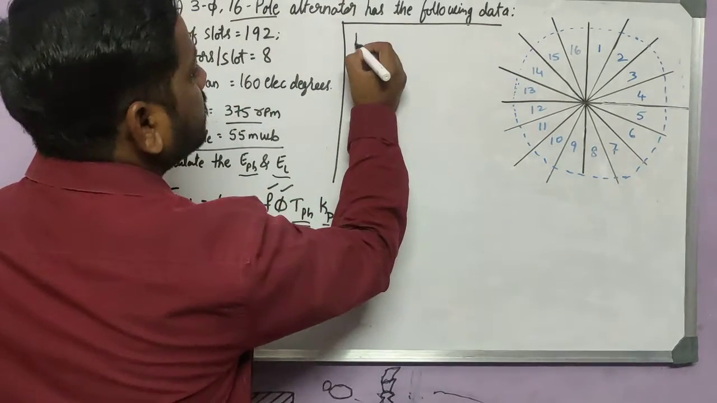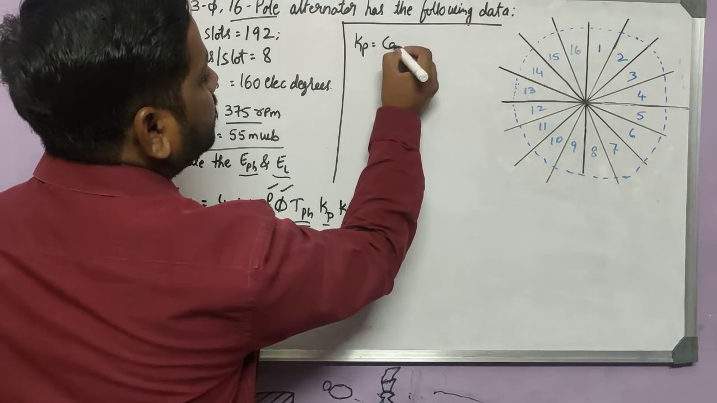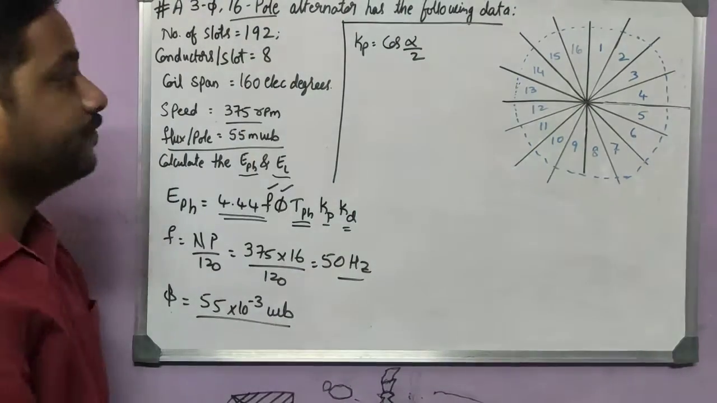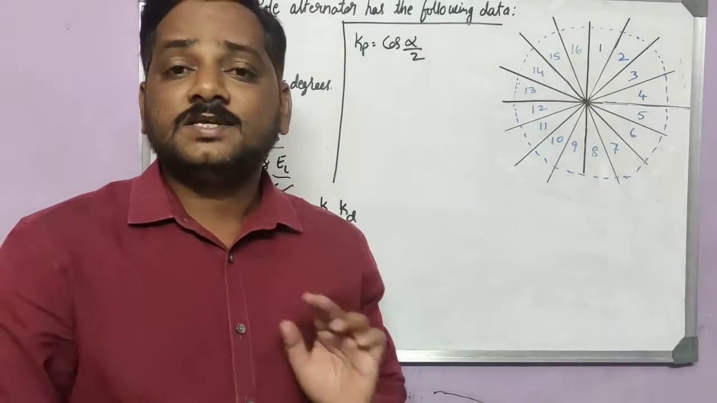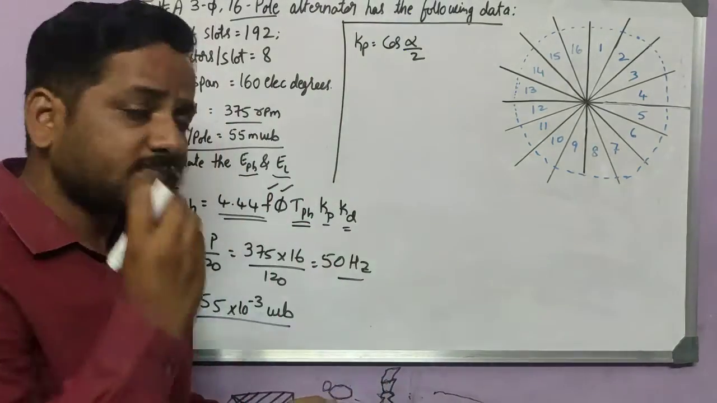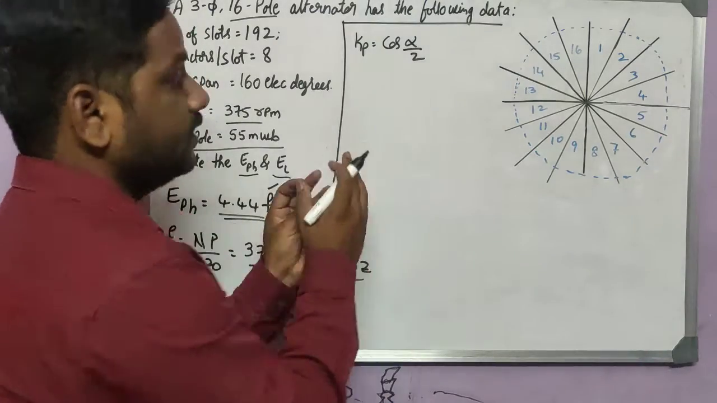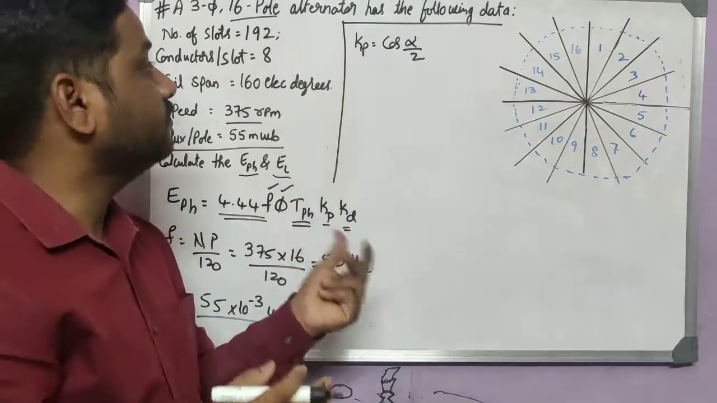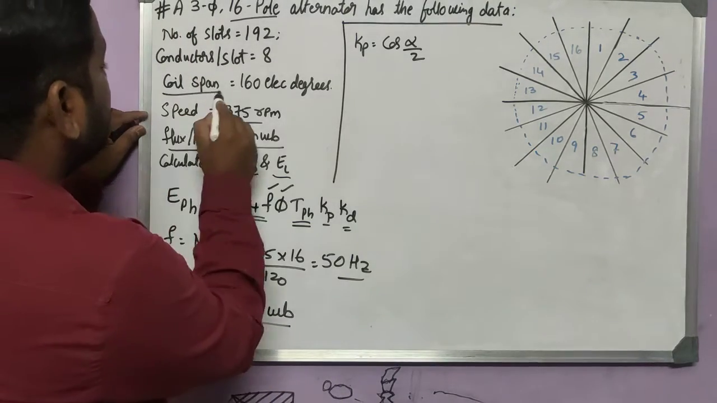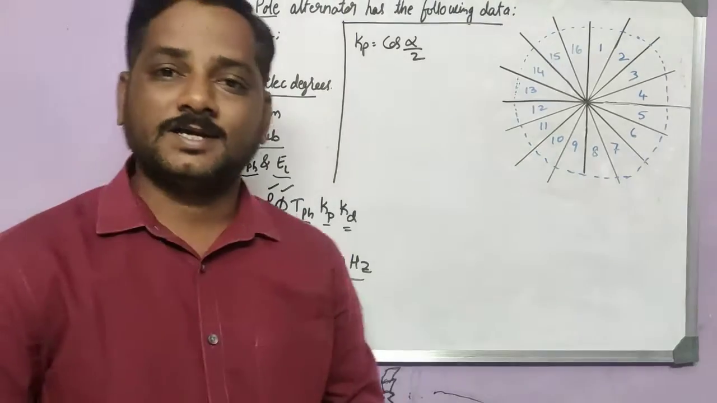This is the solution. So we have a formula that Kp is cos alpha by 2. That is the pitch factor. So Kp, in general, is nothing but the full pitch factor, pitch factor in short. Here they mentioned that the coil span is 160 electrical degrees.